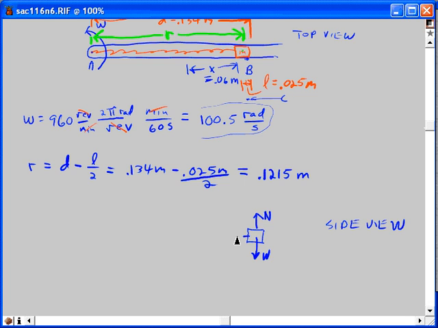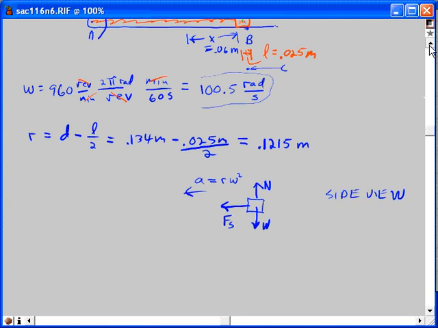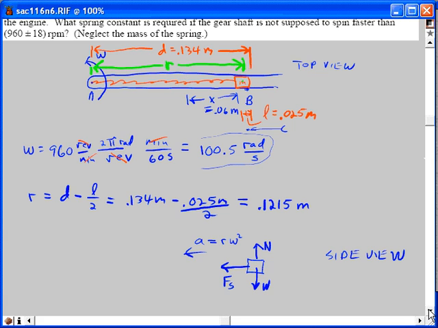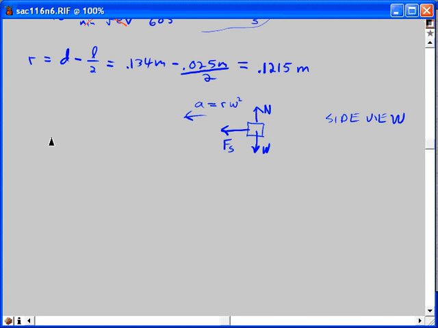Even though we're not using them, I wanted the free body diagram to be complete. Here's an F sub S, the spring force acting on it, and we've got some acceleration, which is the centripetal acceleration acting in this direction. And in fact, that's going to be equal to, from your formula sheet, r omega squared, where r is the radius of the circle that it's moving on, this r that we went to such great pains to determine, and omega is how fast it's spinning.